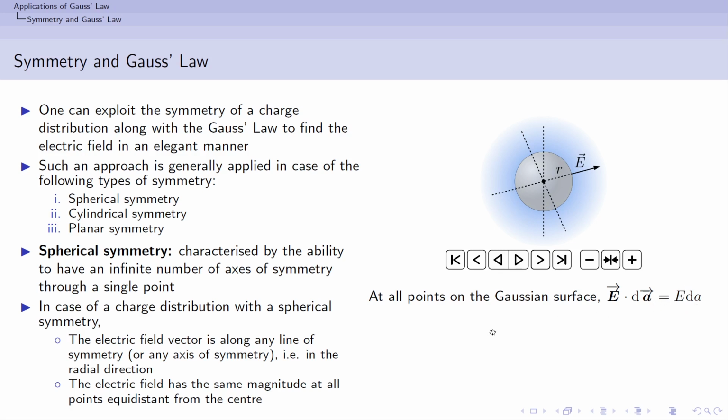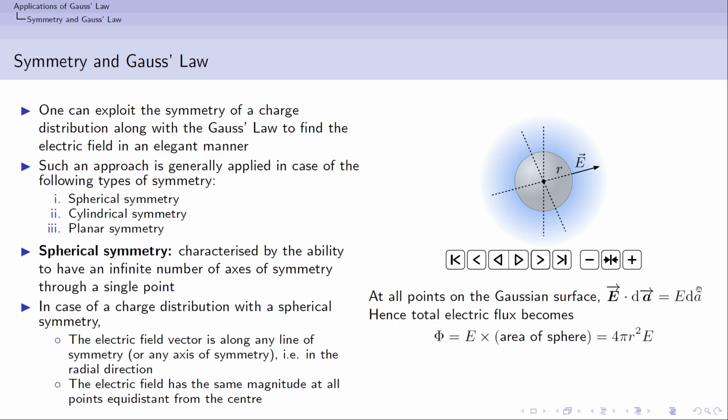where E is a constant. So the total flux in this case will simply be E times the area of the sphere. How do we get this? So when we integrate this, I told you that the electric field has the same magnitude. So E is the same everywhere on the surface over which we are integrating. So E is going to come outside.